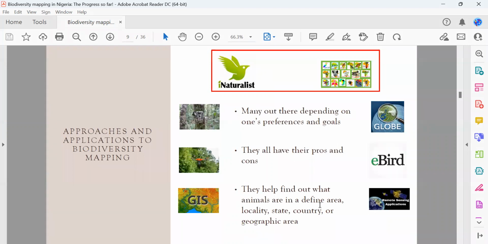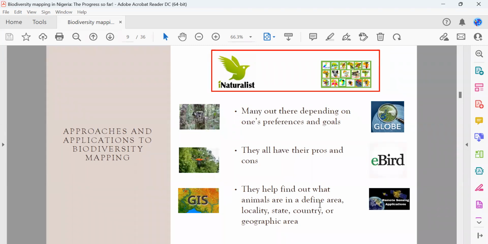So here I present some of the approaches and applications to biodiversity mapping. There are so many biodiversity mapping activities out there, but for the purpose of the presentation today, I will focus only on two, that is iNaturalist and Virtual Museum. Many are out there, depending on one's preferences and goals, because they all have their pros and cons, and they help find out what animals are in a defined area, locality, state, country, or geographic area.